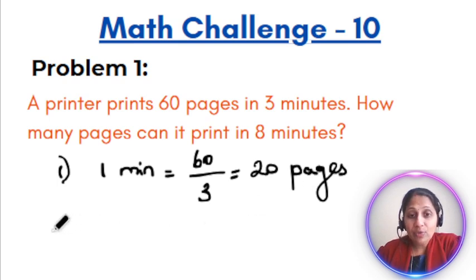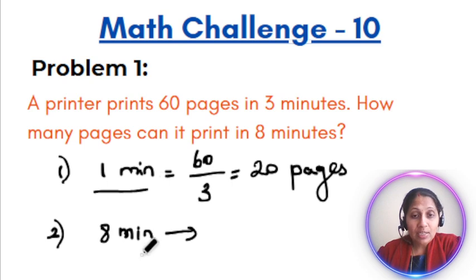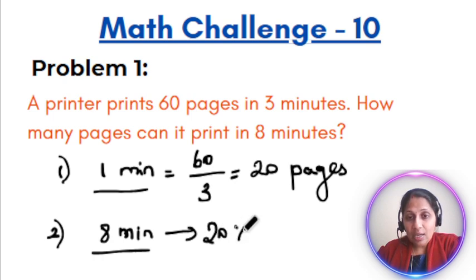Now we have to find how many pages it can print in 8 minutes. So they are asking the value of many. You have the value of 1. Now they are asking the value of many. So multiply. If I get the unit value, which is 20, and multiply it with 8, you get 160 pages.